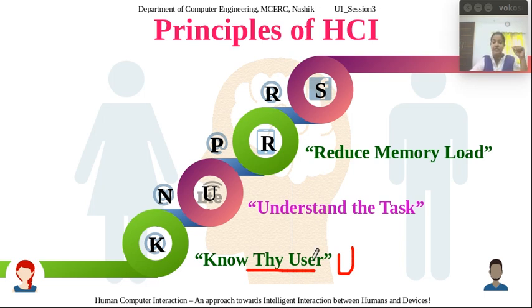Then we also saw the example of shortcut keys. To perform a copy operation, Control C is there. Shortcut keys are there, otherwise menu driven options are also there. You can go to File, where there will be commands to copy and paste, so you can do it that way also. Then we discussed the second principle of HCI, that is, understand the task.